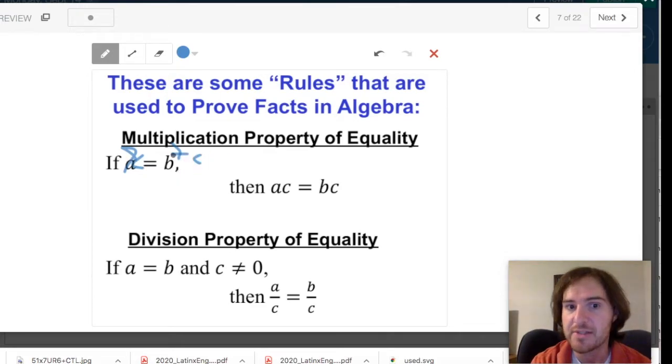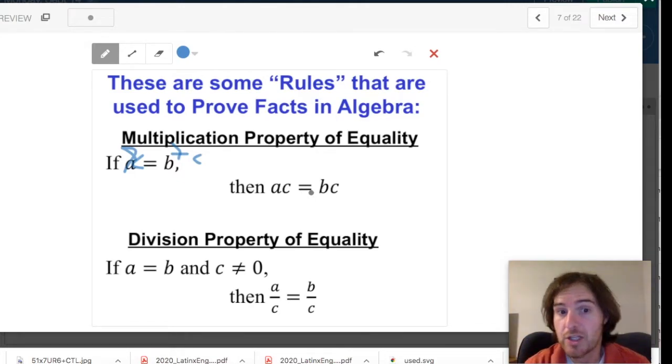I get 7C equals 7C, because A equaled B. So I just get C times a value here and C times the same value over here, and equality is preserved, okay? So we're allowed to multiply both sides by the same thing, and the result is an equation here.